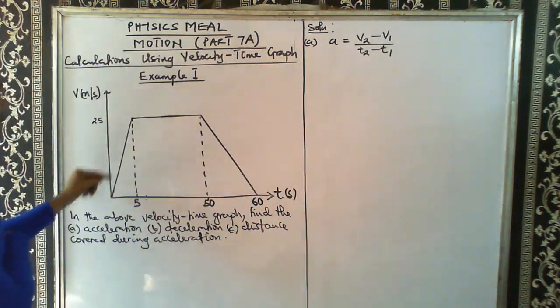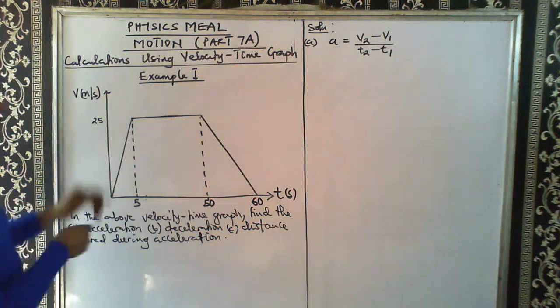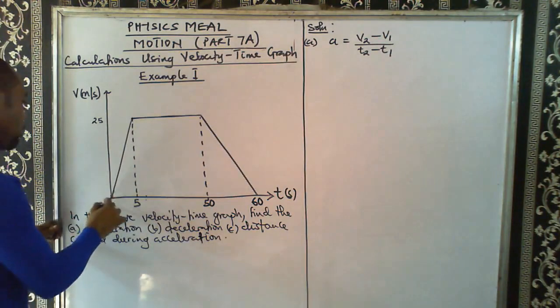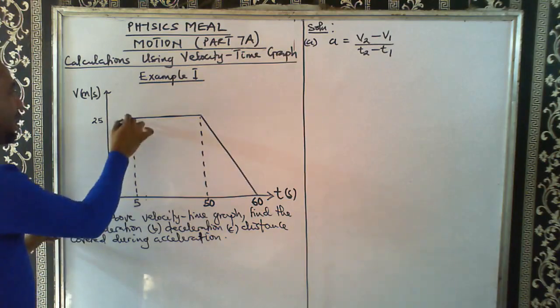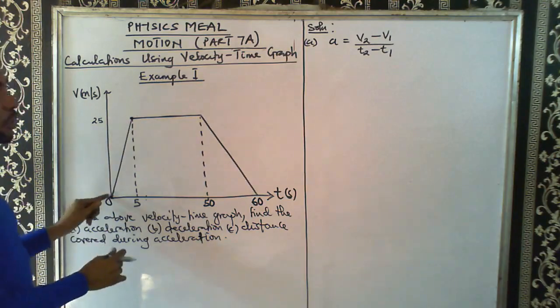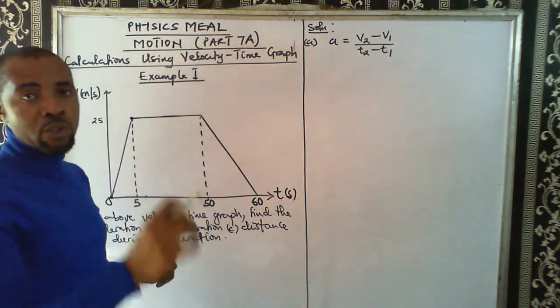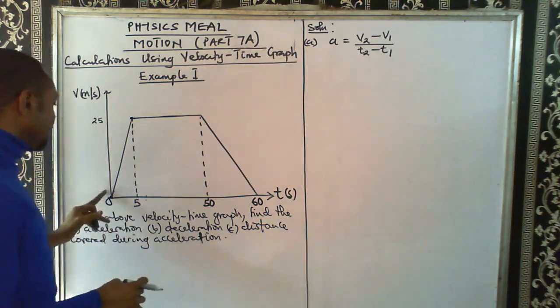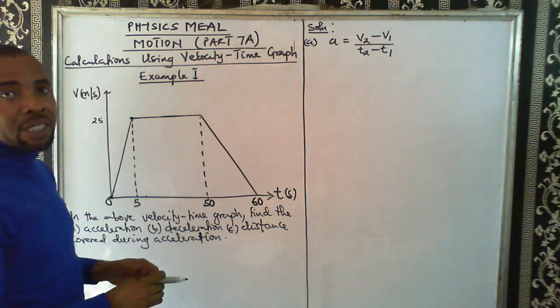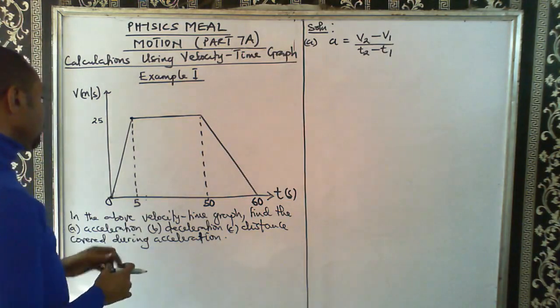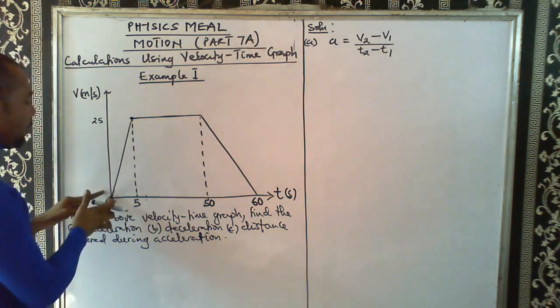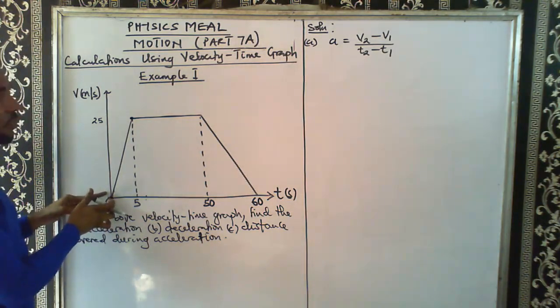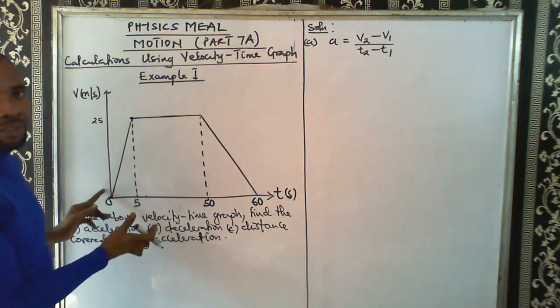Now we say in acceleration we have 2 points: the starting point, which is usually the origin, that's 0, and the end point. At every point we have a velocity, and we also have time. So this is the starting point. We have the first velocity and the first time here, so we need to identify them.